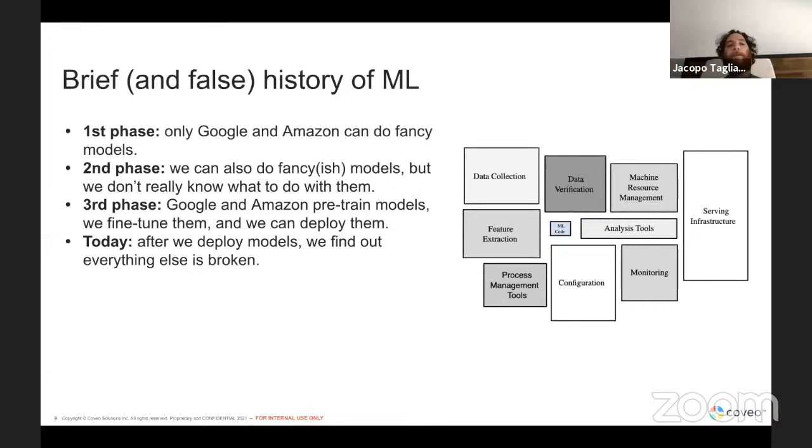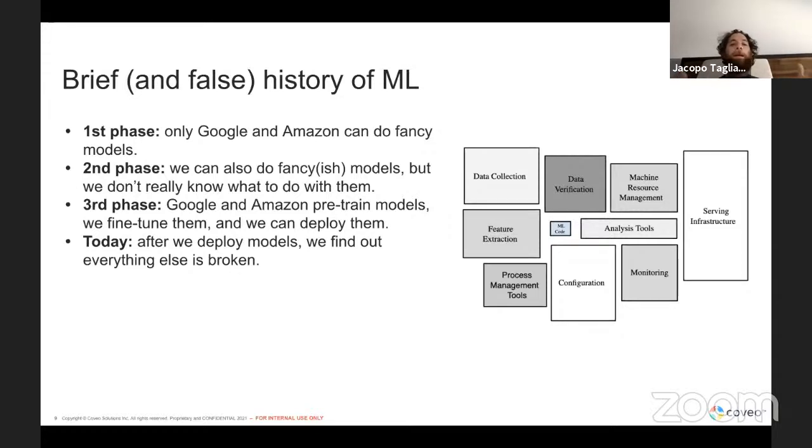If you remember, there was a first phase in which only Google and Amazon, which are taken here as prototypical examples of big tech companies, but you can substitute that with Facebook and Walmart if you want, did fancy models, and they did very cool stuff, and everybody was in awe of what these people could do. And then there's a second phase in which, thanks also to some of the work that these companies have been doing, for example open sourcing TensorFlow and PyTorch, now we can also do fancy models. Even smaller companies can try to achieve the same type of model, but in this second phase people don't really know what to do with them.